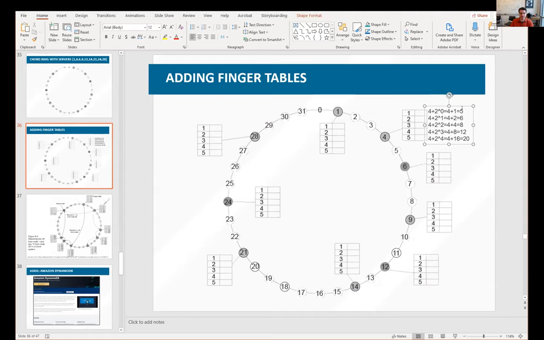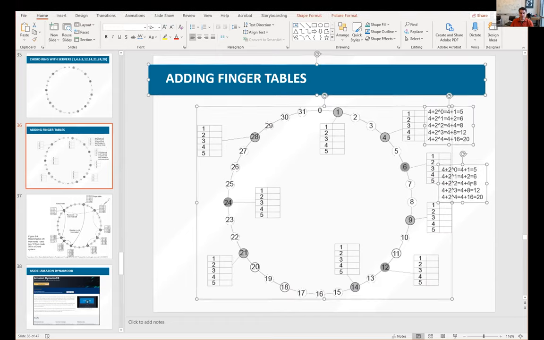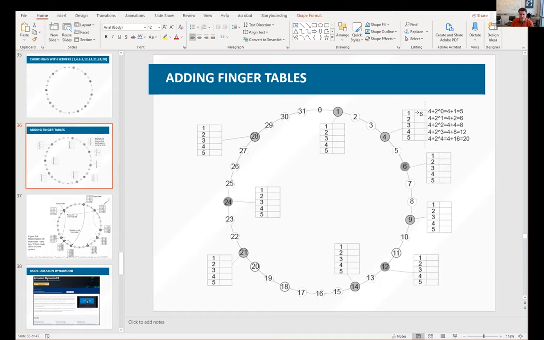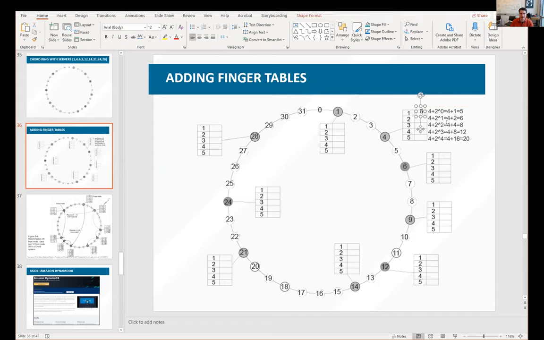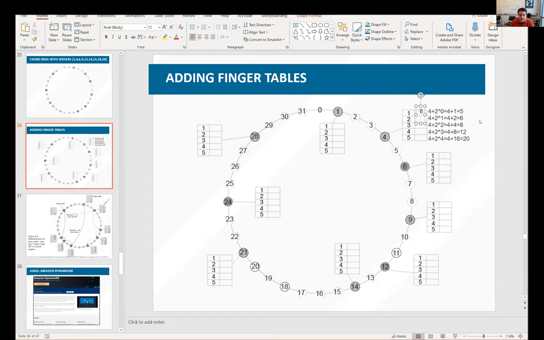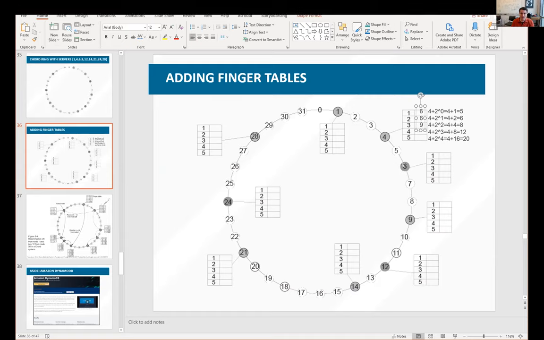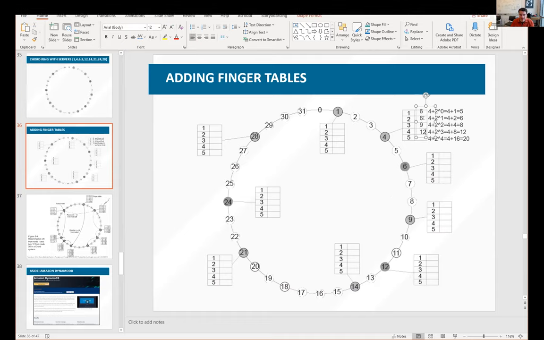What node is responsible for key 5? 6. Perfect. Great. Absolutely. Okay, so I'm going to put 6 right in this box, meaning that it is the node that we're going to forward to. It's like a routing table in some sense. What's the node responsible for 6? That's also 6. The node responsible for 8, if we just look here, would be 9. The node responsible for 12 is, in this case, 12. And then finally, the node that's responsible for 20 would be 21.